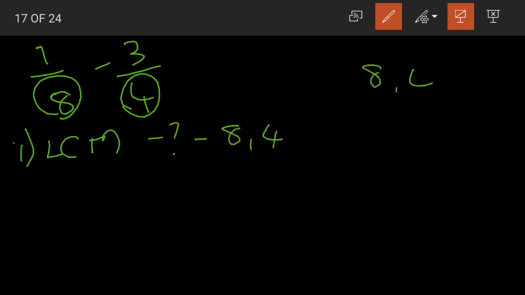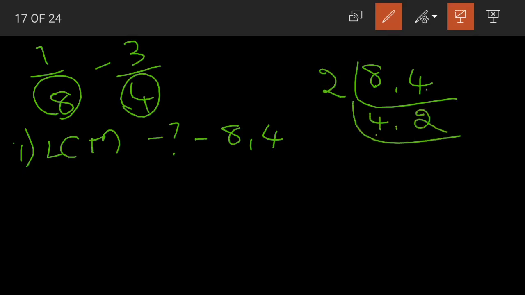Now if we go for LCM, first the prime number is 2. Now 8 and 4 both are divisible by 2. 2 4s are 8, 2 2s are 4. Yes, students? Now again both of these are divisible by the prime number 2. 2 2s are 4 and 2 1s are 2. And then again here 2 is divisible by 2. 2 1s are 2 and 2 1s are 2.